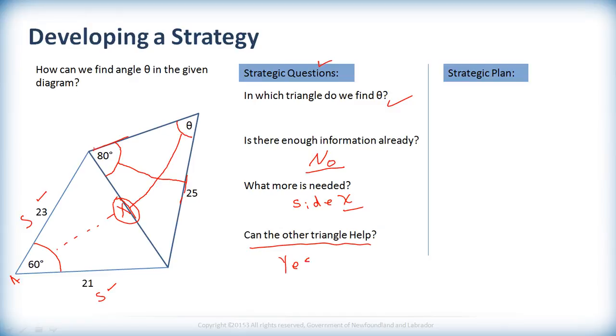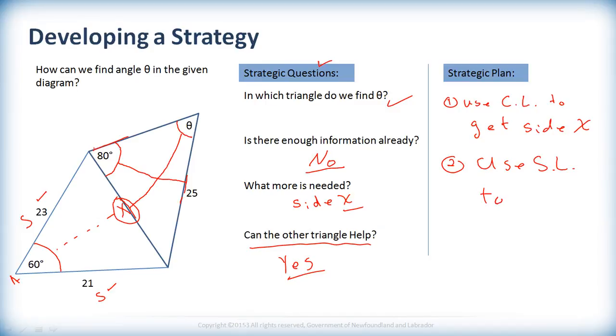So the answer is yes. So we're going to have to work backwards through all that to get our way back to theta. So what's our strategic plan? Well, the first thing we're going to do is use the cosine law to get side x. So that's one way to go. And after we have side x, then we can use the sine law to determine theta. So this problem with the 2 triangles becomes a 2-step problem.